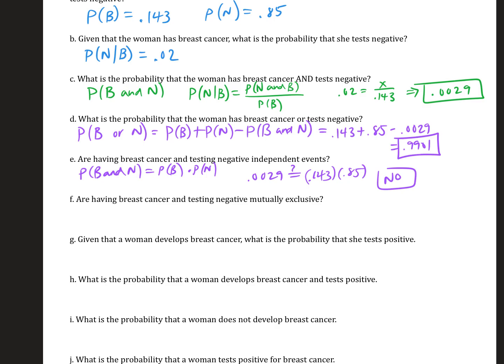Are having breast cancer and testing negative mutually exclusive? No, because why? Which probability is it that we care about for this? B and N.